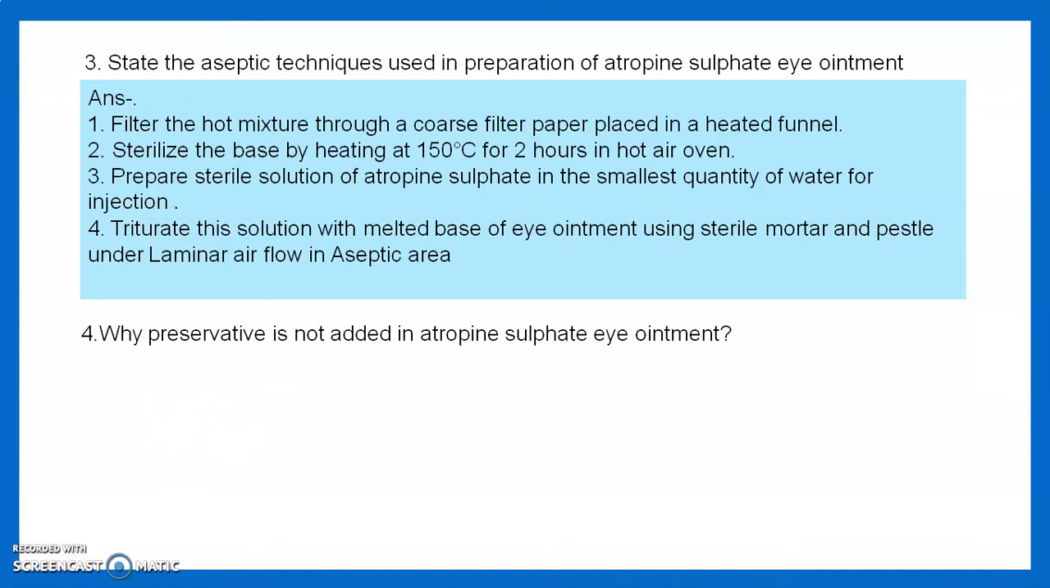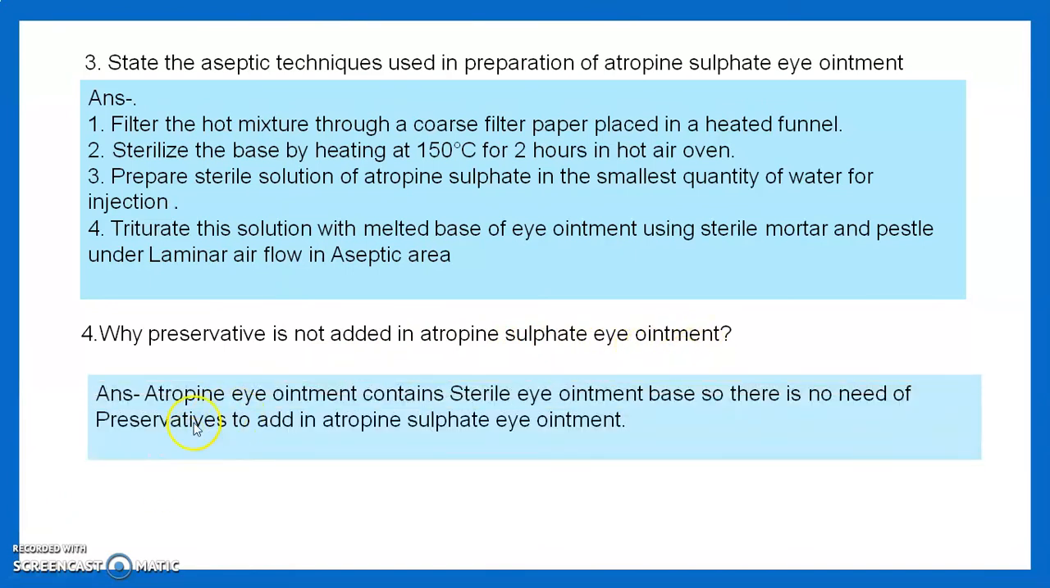And then the next question is, why is a preservative not added in the atropine sulfate eye ointment? Atropine eye ointment contains a sterile eye ointment base. Here we use the sterile eye ointment base. So there is no need to add preservatives in the atropine sulfate eye ointment.